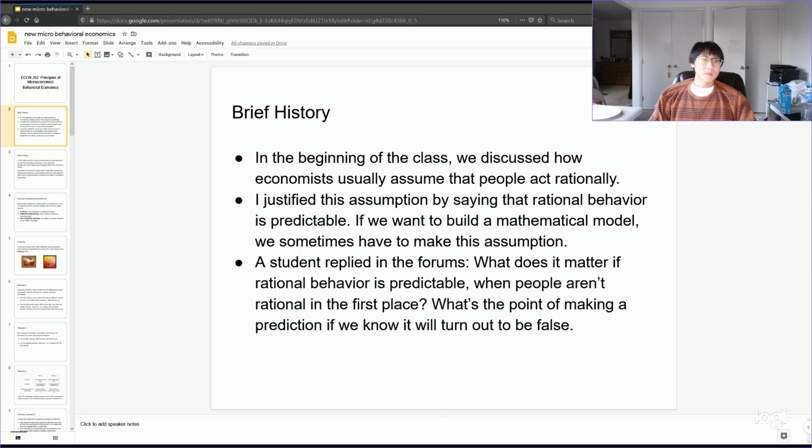Now, a student replied to me, well, okay, that's fair. I agree that rational behavior is more predictable, but what's the point of a model being more predictable when it's not going to make the correct predictions in the first place, right? We all know that a lot of human behavior is irrational. So what's the point? Yeah, you can build some model where people don't behave that way, and it will be easier to create that model. But then what's the point if that model isn't very realistic in the first place?